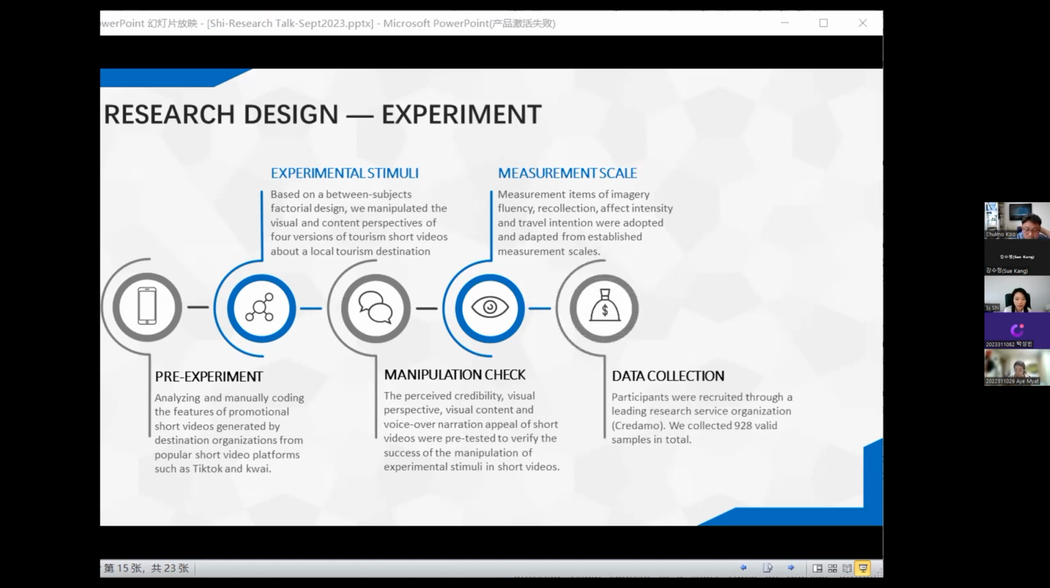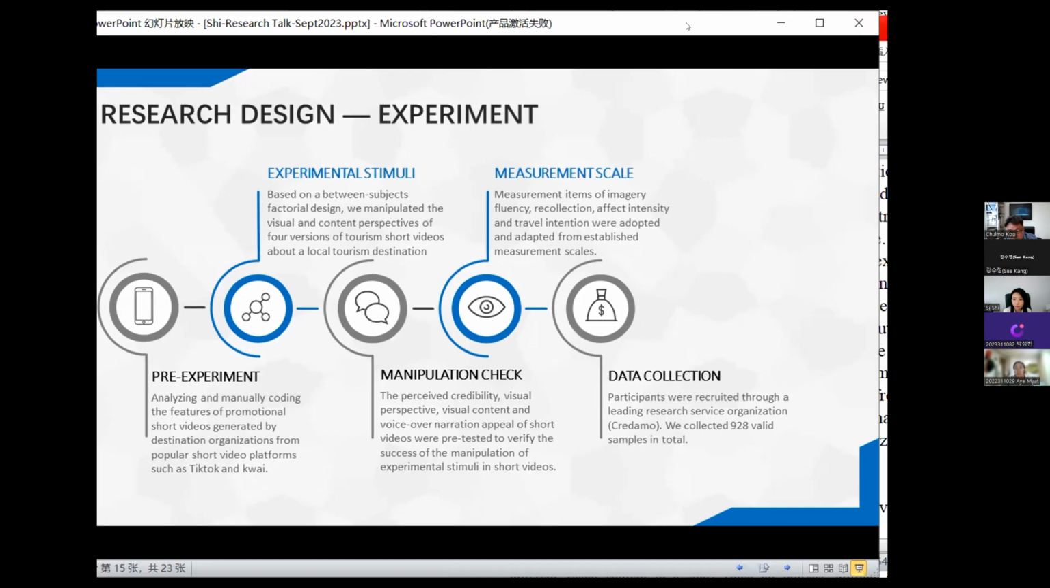For the data collection, we cooperated with a leading research service company called Credemo in China to recruit the participants to conduct the scenario-based experiment. In total, we collected 928 valid samples.